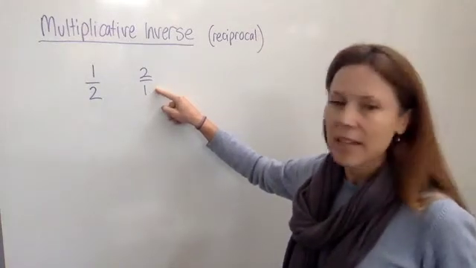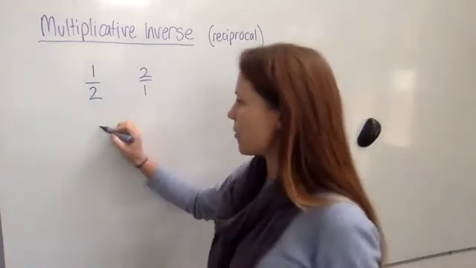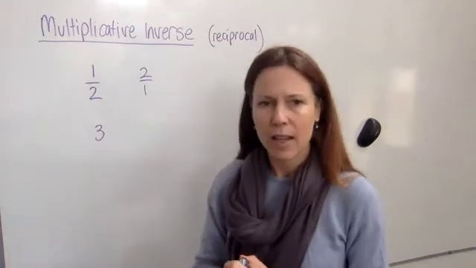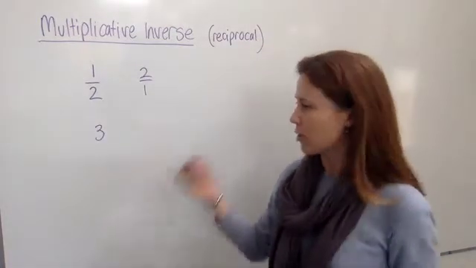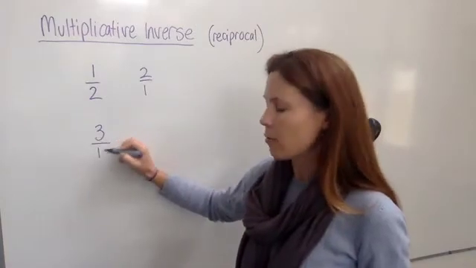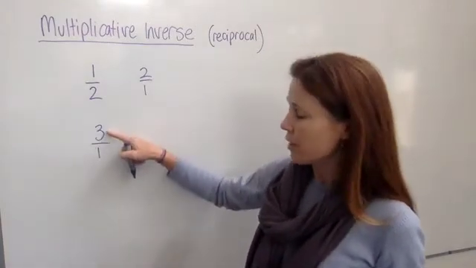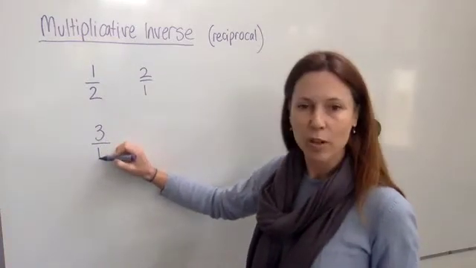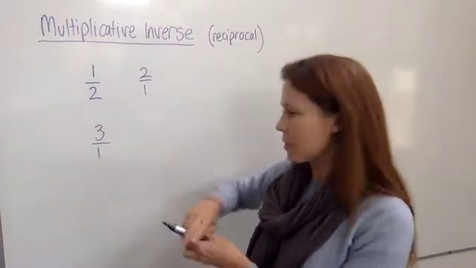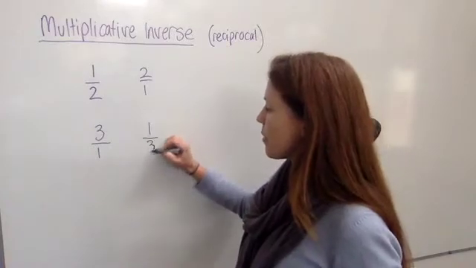And it's worth noting here that if you have a whole number, let's say we have 3, and you say, well, hold on a minute, 3 is not a fraction. Every whole number is a fraction because it's just itself divided by 1, isn't it? So if you wanted to find 3's multiplicative inverse, you write it as a fraction, which means put it over 1, and then flip it upside down, and you'll get 1/3.